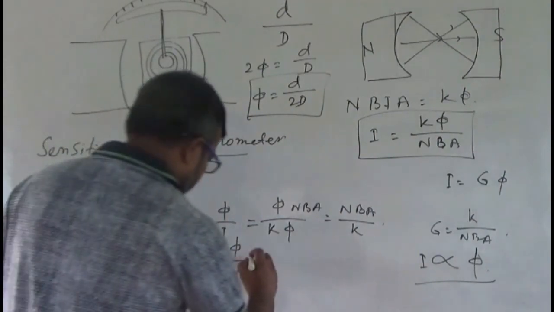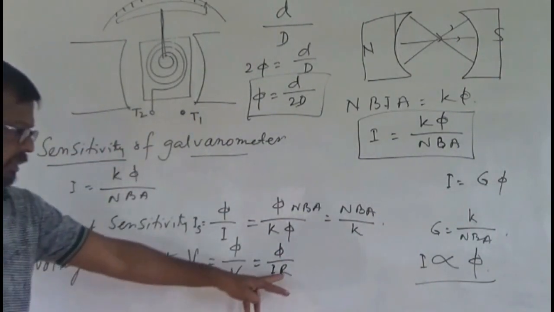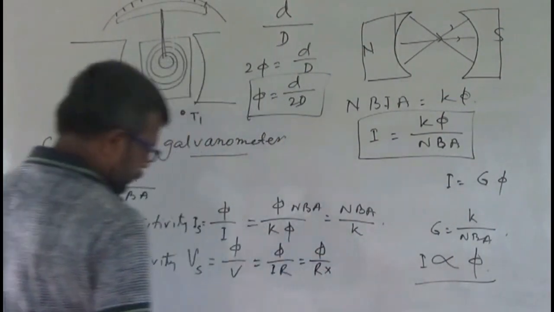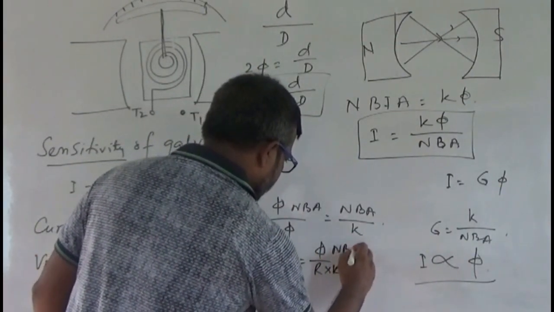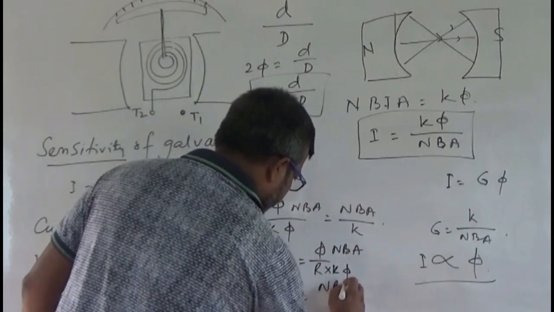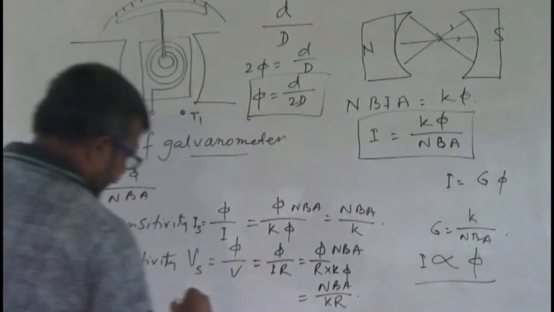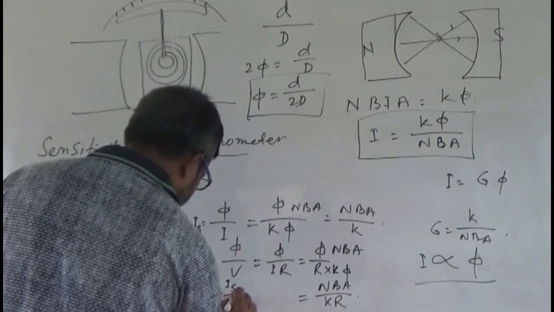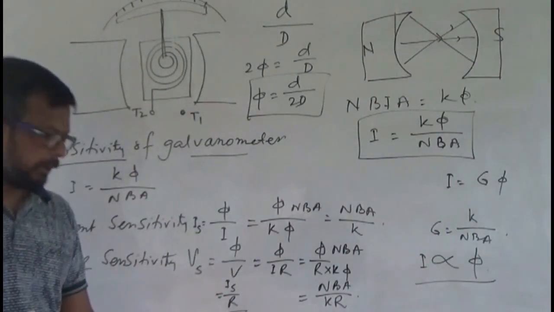That is phi by V. And we know that V is equal to I into R, where R is the resistance of the galvanometer. Therefore, phi by R into I is equal to K phi by NBA, and this is NBA by KR. You can also write phi by I is equal to IS, so you can also write this as IS by R. That is current sensitivity divided by the resistance of the galvanometer.